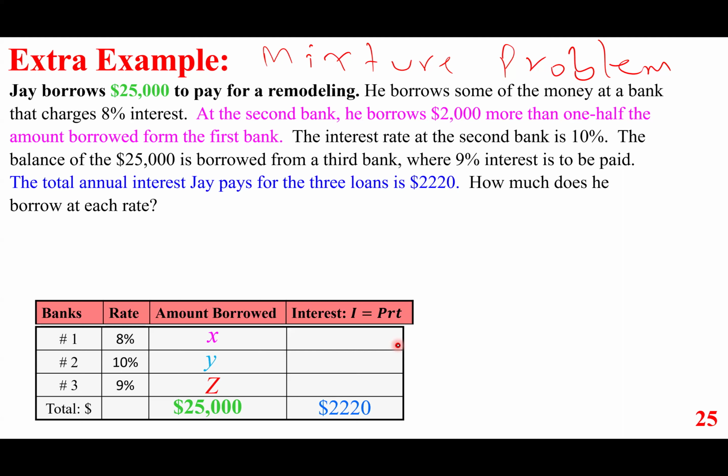Let's start writing equations. The very first equation, we have $25,000 borrowed. That means X plus Y plus Z is 25K. So that's the first equation. And by the way, if you pay 8% here, it is 0.08 times X. And why don't we write a T? This is annual. So in the case of annual, T is 1. Please understand, annual, T is 1. So 0.08X, 0.1Y, 0.09Z. And now we are ready to write the equations. The very first equation is X plus Y plus Z is 25,000.